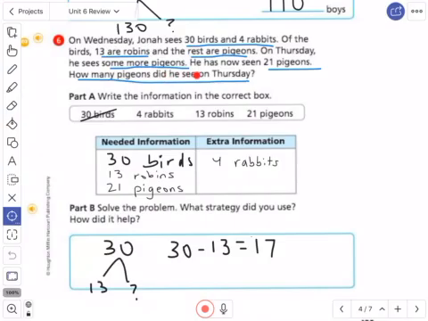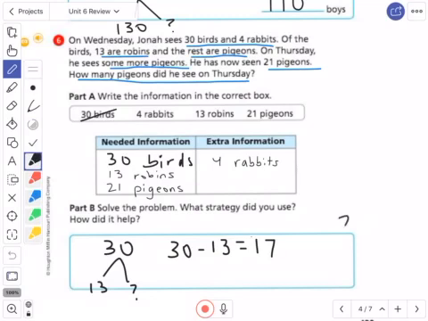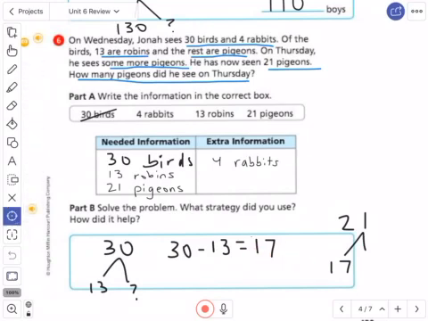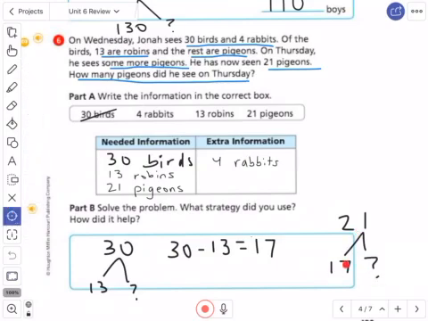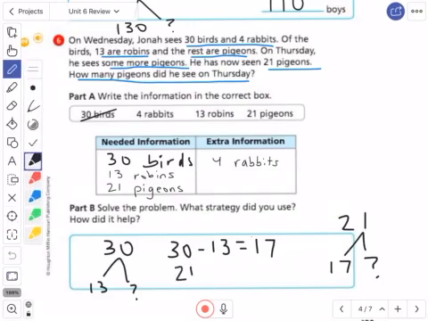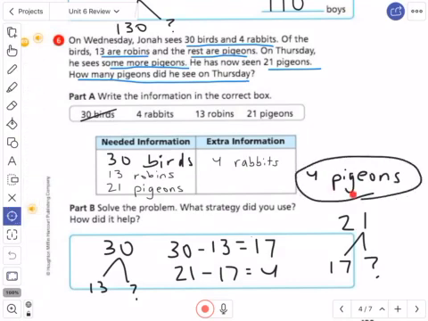On Thursday, he saw some more pigeons. Now he has seen 21 pigeons. Okay, so 21 pigeons is my new total. Saw 17 to start with, because he saw 17 pigeons. Saw some more. Saw 17, saw some more, up to 21. Well, then I just have to think about, okay, well, 21 minus 17 equals 4. Okay, so my answer then is 4 pigeons. So I'm going to just circle that answer just to make sure that I'm showing, yep, I know how many pigeons he had. Labels are really important for this.